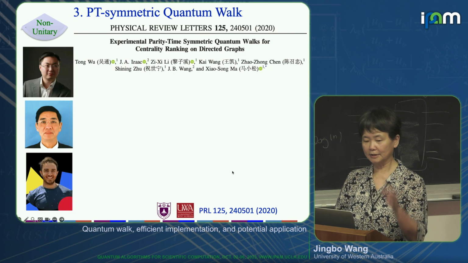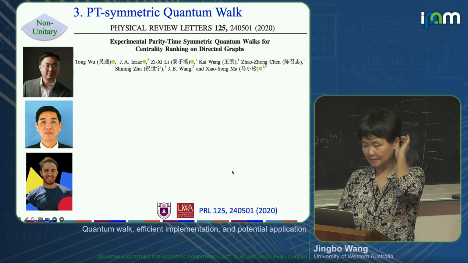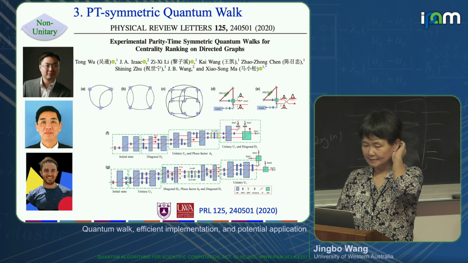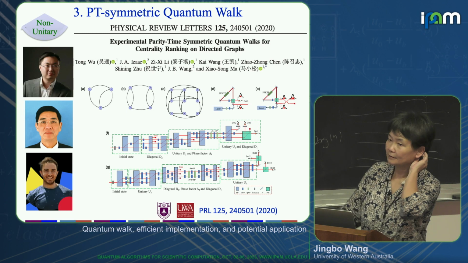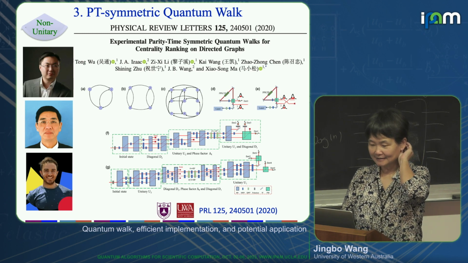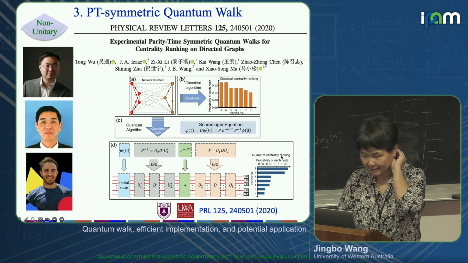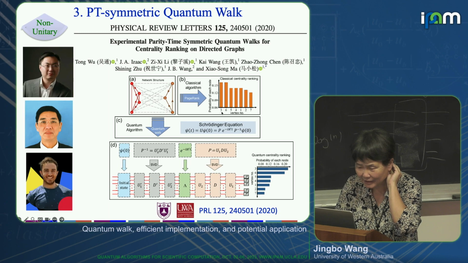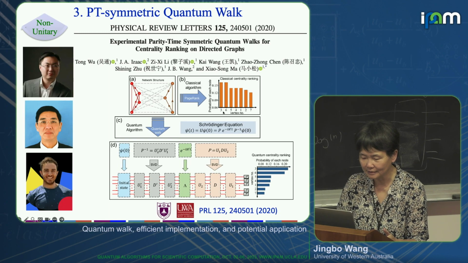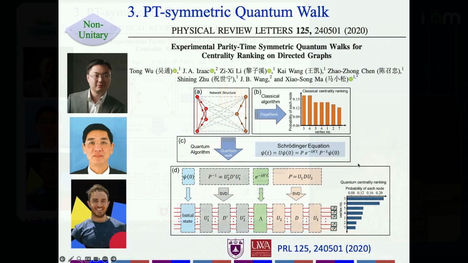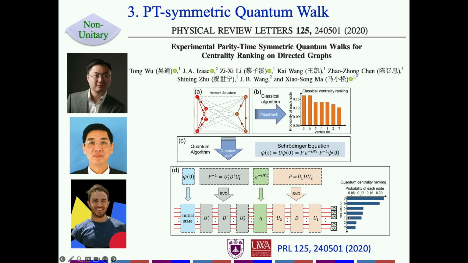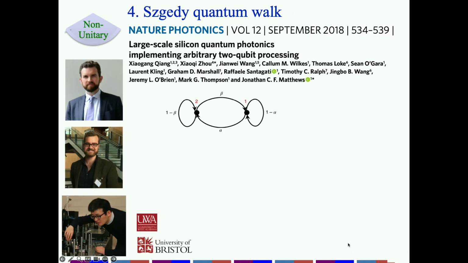And then we collaborated with a Chinese experimental group in Nanjing and studied directed graphs. And this is to help us do the PageRank. So hopefully you can see this is a classical PageRank of this graph. So 3 is the most important node, then 6, 5, 4, 1, 2, 7. And this is our quantum ranking. Yeah, 3, 6, 5, and so on. Yeah, spot on. And so we worked with Jeremy's group again.